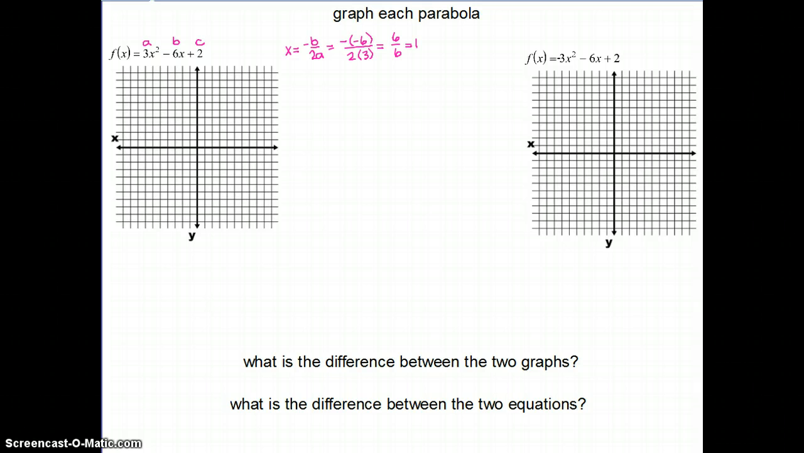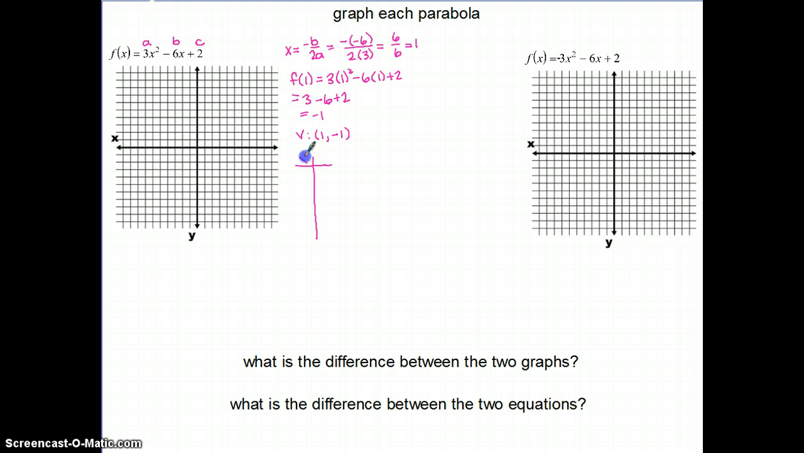Now, since your vertex is a point, I also need the y value, so I go back and plug this in. F of 1, or the y value when x is 1, is 3 times 1 squared minus 6 times 1 plus 2. 3 times 1 squared is just 3, minus 6 times 1, which is 6, plus 2. 3 minus 6 is negative 3, plus 2 is negative 1. So your vertex is the point where x is 1 and y is negative 1. This point goes in the middle of your chart.